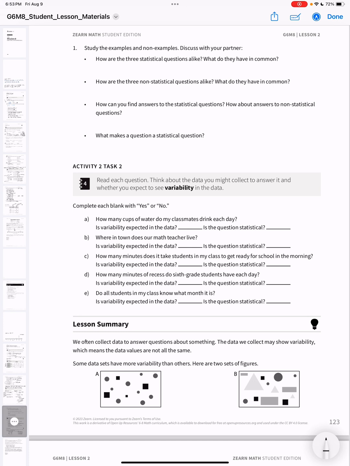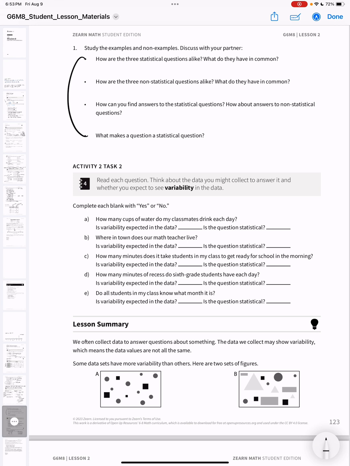Number 1 says, study the examples and non-examples, discuss with your partner. So we've just done that. Let's skip to activity 2, task 2. Read each question. Think about the data you might collect to answer it and whether you expect to see variability in the data. Complete each blank with yes or no.